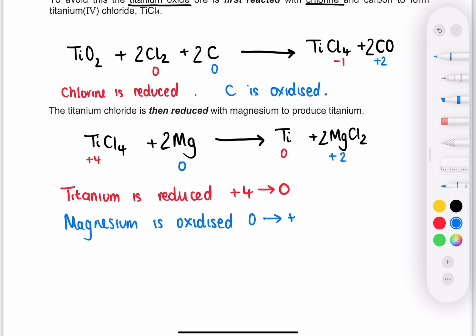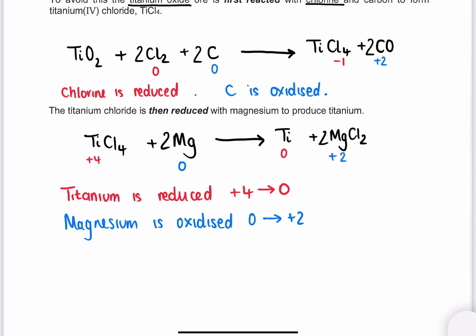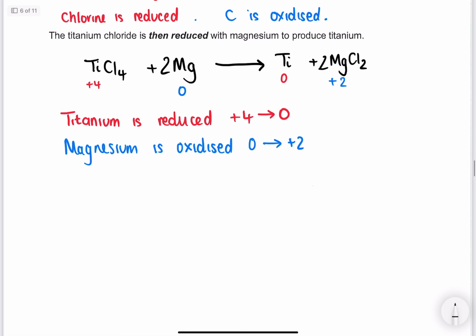0 to +2. Now, the exam question is going to ask you, because this is a question about group 2, what was the role that the group 2 element was having in this reaction? And if magnesium is oxidized, then Mg is the reducing agent. It has caused the reduction of the titanium.